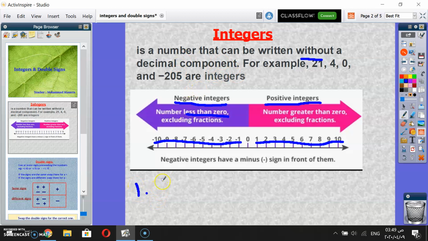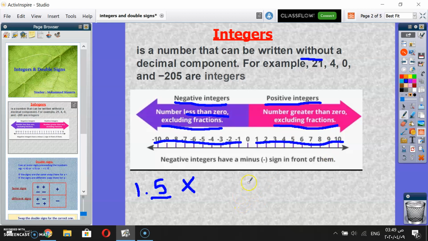What about 1.5? 1.5 has a decimal component, so it's not an integer. Here we say excluding a fraction. Why did we exclude a fraction?